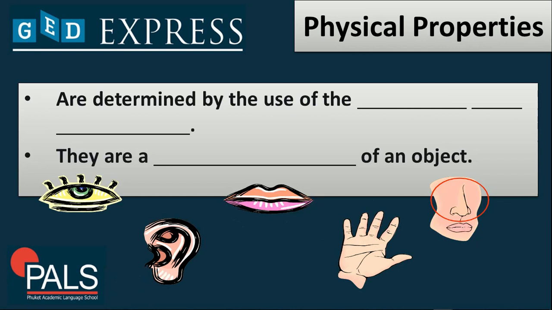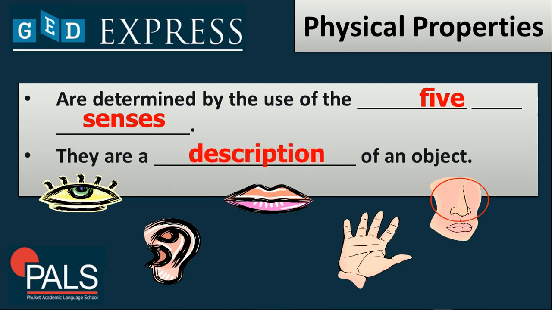Now, other physical properties, these are determined by the use of the blank, and they are a blank of an object. Can you identify based from the pictures below? So the answer would be this. They are determined by the use of the five senses, such as the sight, hearing, taste, touch, and also smelling. And they are a description of an object using the five senses.